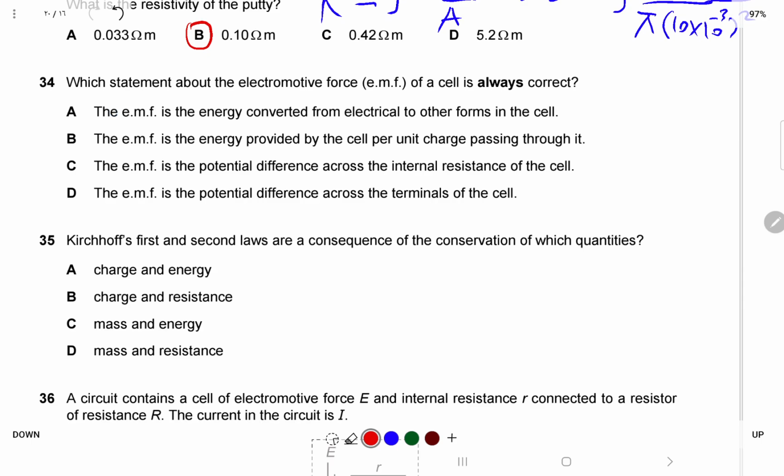Next question. Which statement about electromotive force EMF of a cell is always correct?